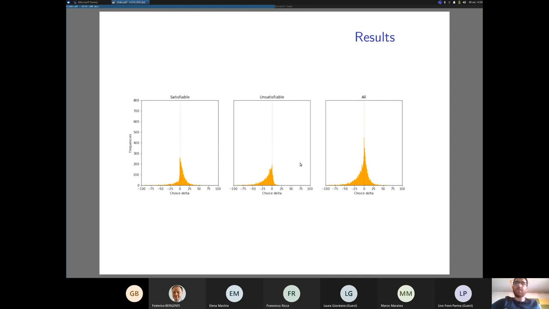If we basically aggregate the data and ignore the satisfiability of the program, we see that the net effect is basically null, if not slightly worse for unsatisfiable instances. However, this is actually somewhat expected given how the network is trained.